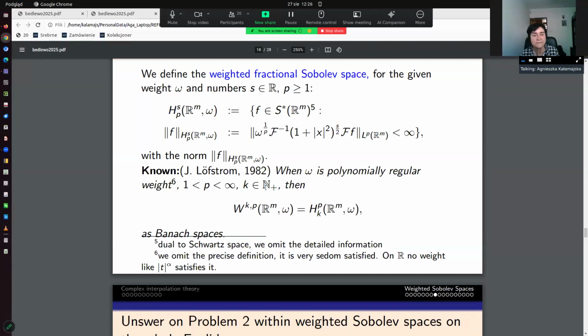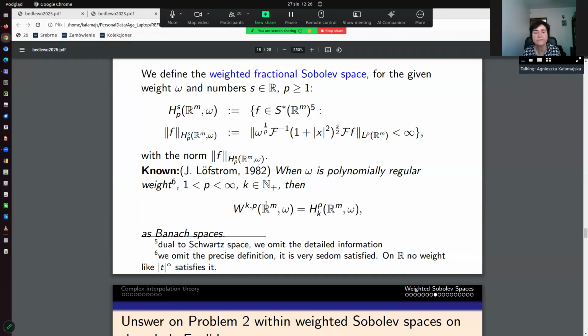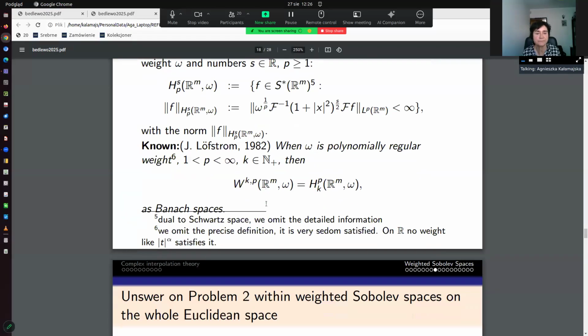Yes. First, let us remember t to the power alpha on the real line is not good. No, but I'm speaking about not satisfying this theorem. Yes, I will come back to this. There are constructions of weights for which this equality does not hold, and the polynomial regularity condition is not satisfied. Okay, thank you very much. So you see, it's a very strong condition to have this property.